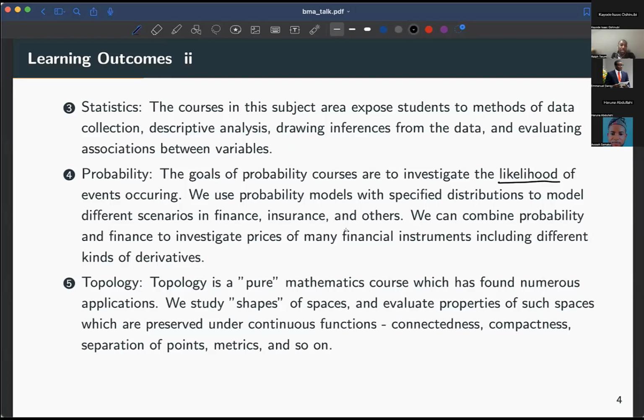Okay, and the last one is a bit more out of the way. Topology. Topology really started as a pure mathematics course where you study shapes of spaces and you evaluate properties of these things which are preserved under continuous functions. So we have all these fancy things like connectedness, compactness, separation axioms, metric spaces, and it doesn't seem to have applications in the real world, let me put it that way.